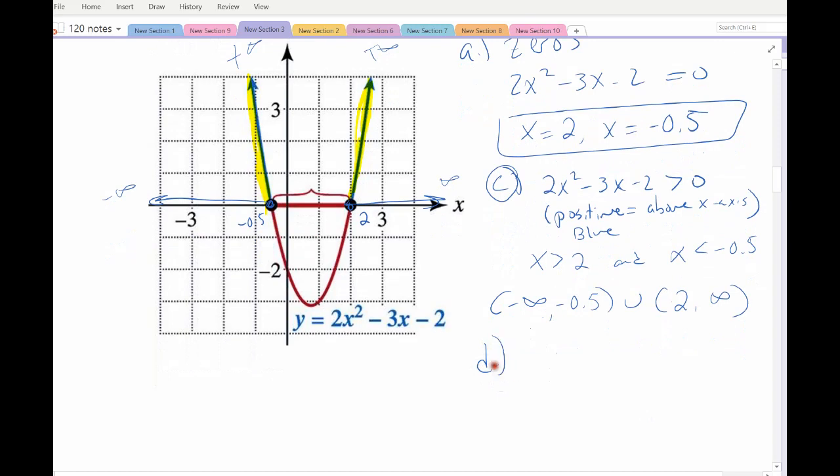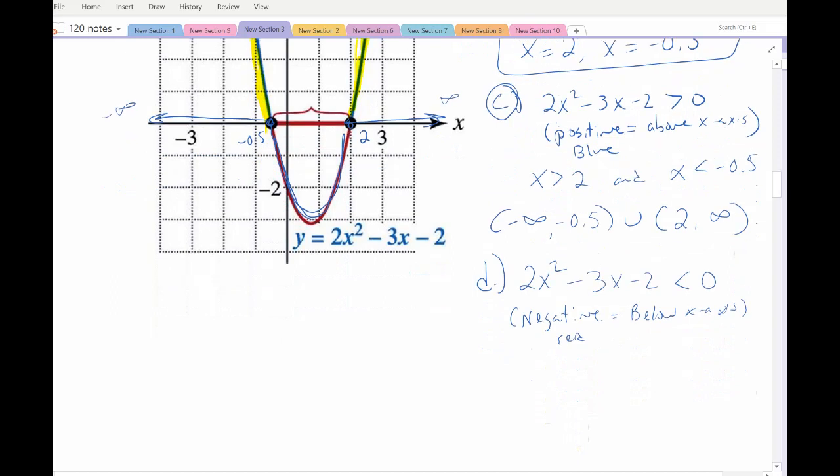Now part B, which I skipped over, the negative case. 2x squared minus 3x minus 2 less than 0. So this is where we're looking for when it's negative. Negative would be below the x-axis. On the picture, it's the red part. The red part is below the x-axis, right? This part here is where the function dips below. It's between the zeros. So it's below the x-axis when it's less than 2 and greater than negative 1/2. It's the between case.